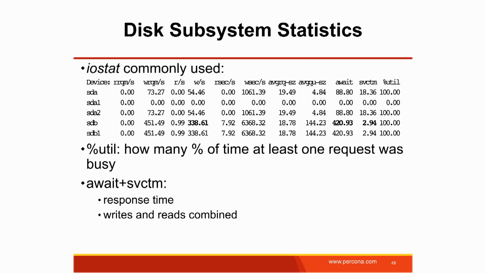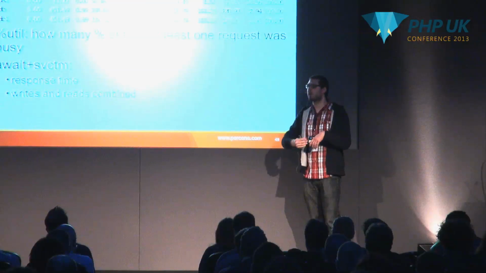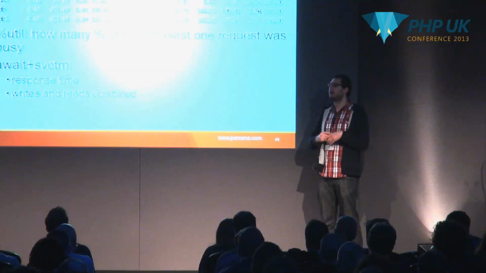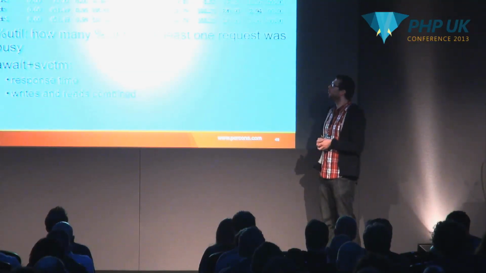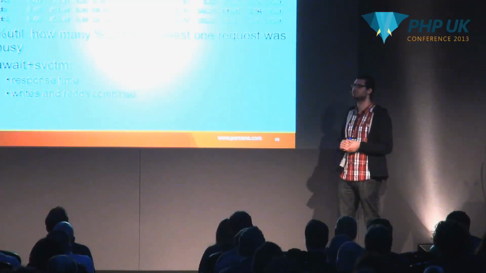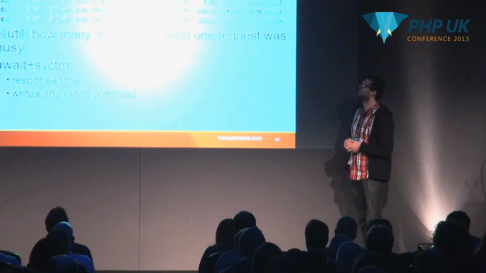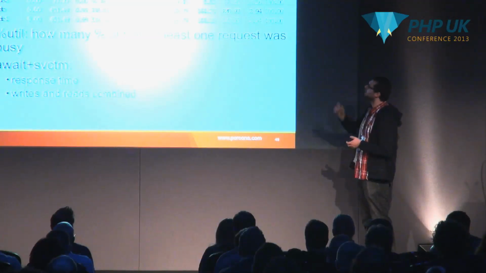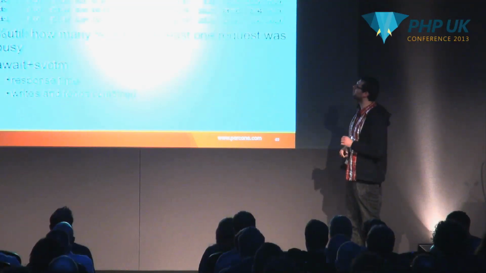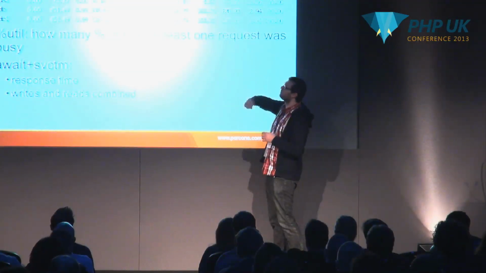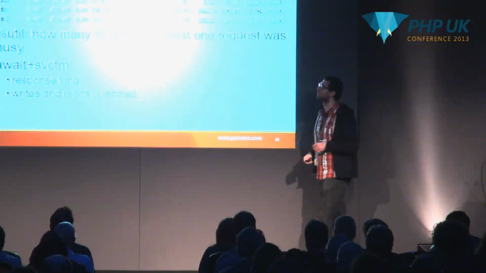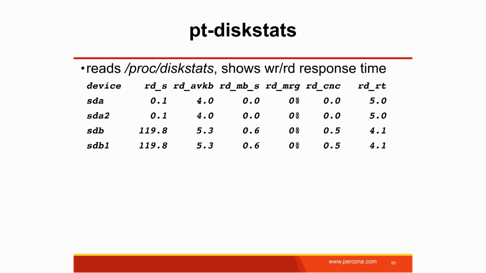Never look at utilization. Utilization shows you, if we do it over 1 second, in that last second, how much percent of that second there was at least one request. If you have one disk, it makes sense, but if you have a large disk subsystem or flash-based storage that can handle multiple requests at the same time, then that doesn't matter anymore. 100% might mean nothing. Now, the problem with iostat, newer versions actually fixed it, is that it shows combined reads and writes for response time. So we've got a tool, pt-diskstats, that looks at /proc/diskstats.